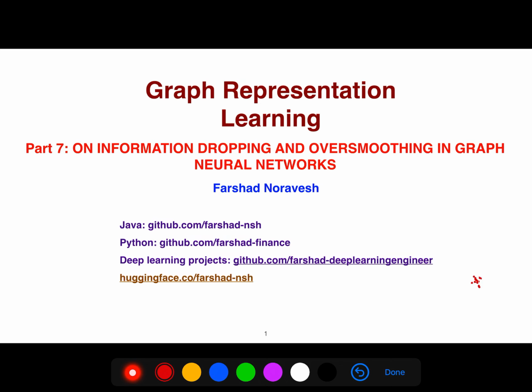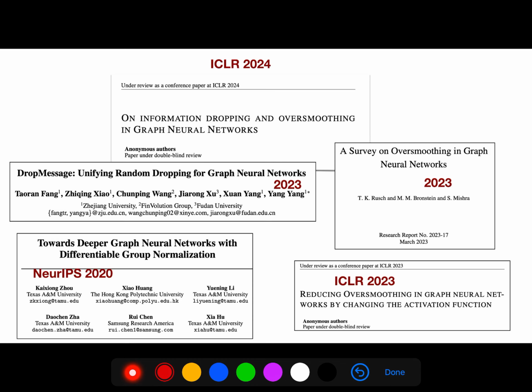Alright, so today I'm going to be explaining another important article on graph representation learning. The title of this paper is on information dropping and oversmoothing in graph neural networks, which is published in ICLR 2024.